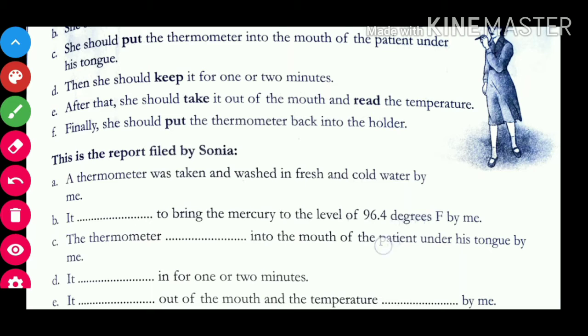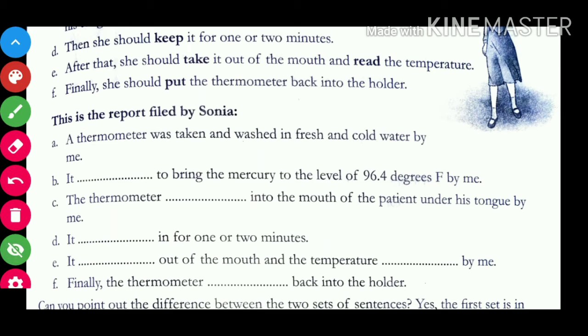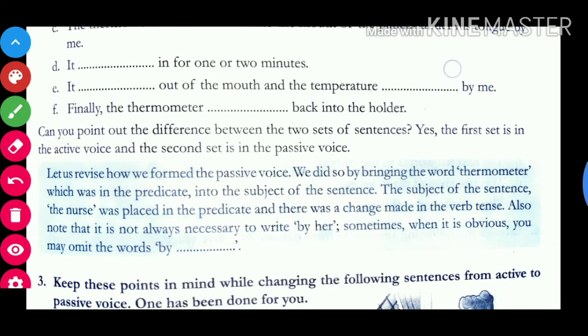Next D. Then she should keep it for one or two minutes. So keep would change into was kept. Keep, kept, kept. Okay, ये V3 form होता है. And rest, I would suggest that only 2 sentences are remaining over here. This is to be solved by you on your own. So over here we can point out the difference between the 2 sets of sentences. That is, the first set is in the active and the second set is in the passive.